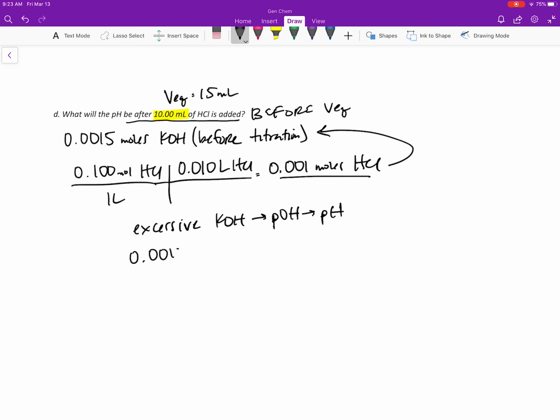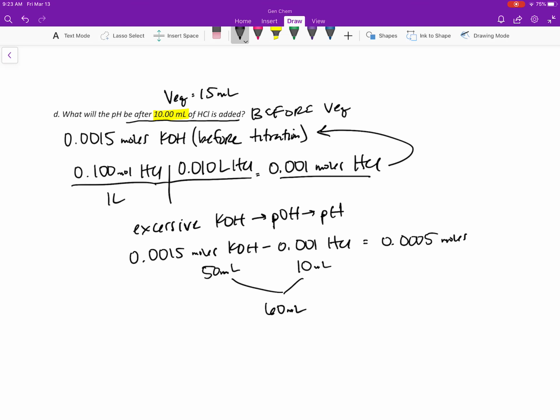So I would expect that at this point the number of moles of KOH are going to be greater than the moles of titrant I've added, and it is very slightly in excess. But I have a new volume. I started with 50 milliliters of KOH and I've added 10 milliliters of HCl. So my new volume is 60.